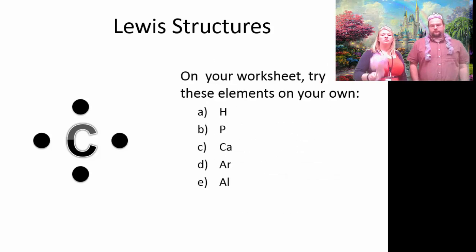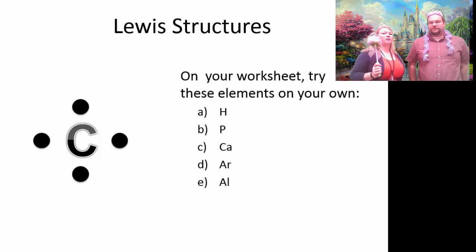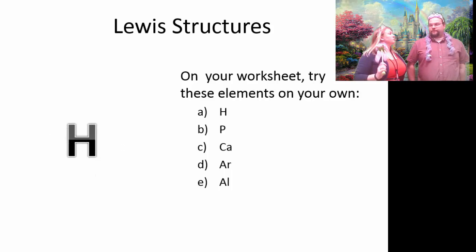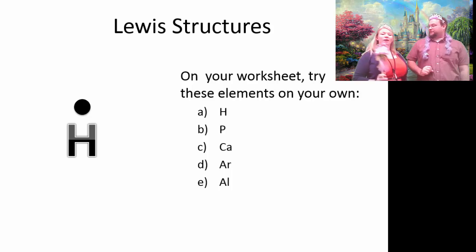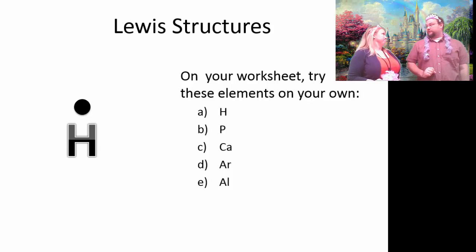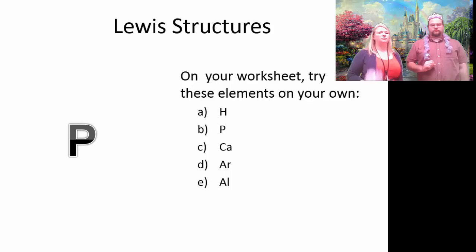Now you're going to try these elements. Actually, we will try them with you. We have hydrogen, phosphorus, calcium, argon, and aluminum. If we remember correctly, hydrogen has how many valence electrons? 1. So we start with 1 dot at the top and we are done. That's very simple. Let's flip to phosphorus.